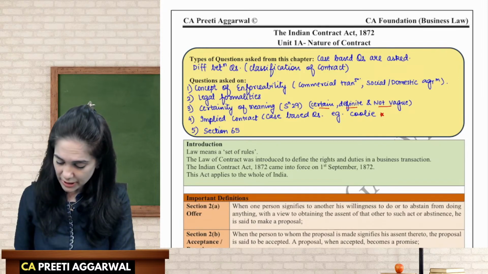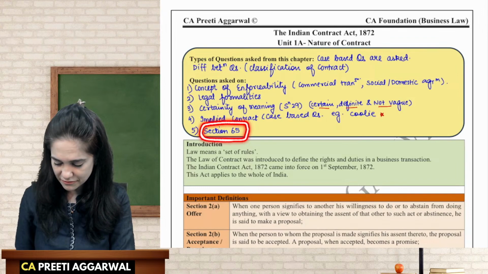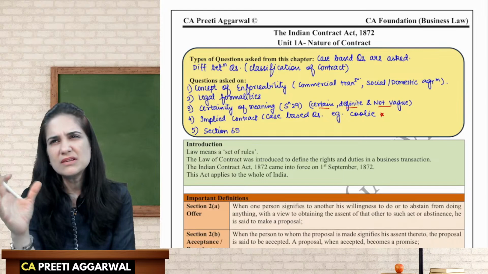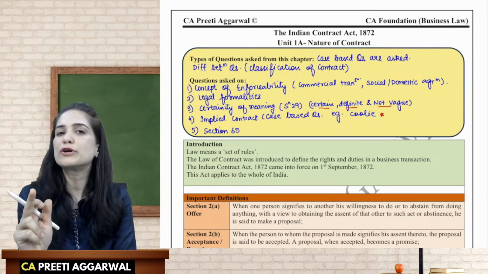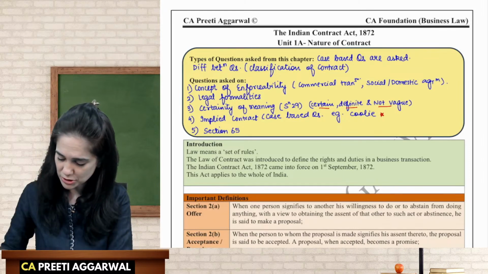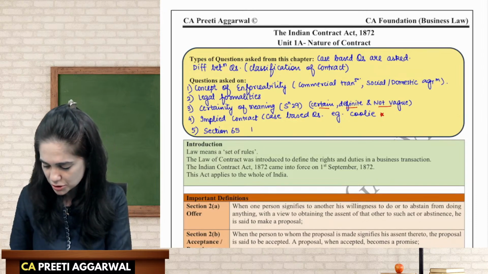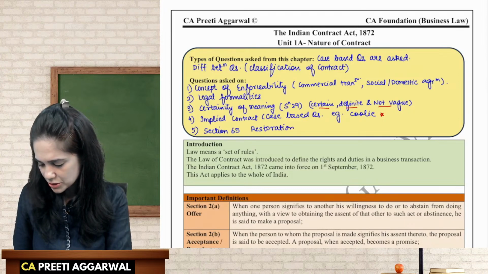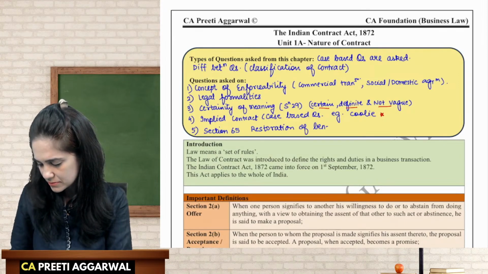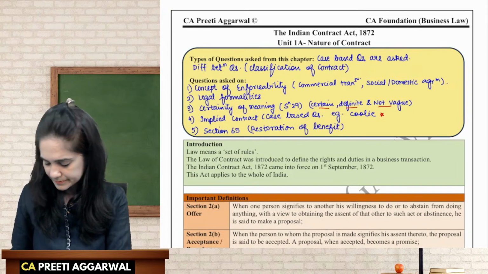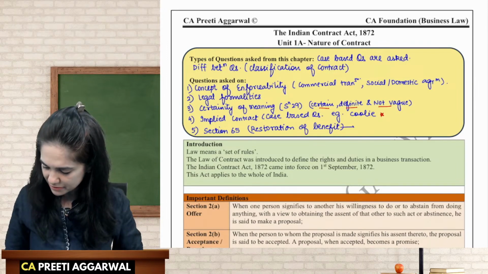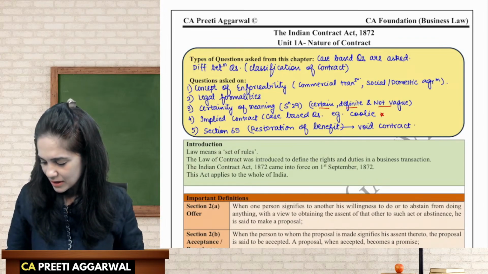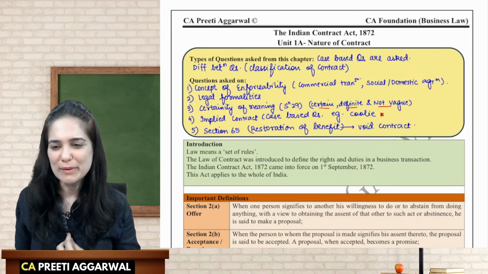Okay, so section 65, you may be expected to write this in some of the answer. So from answer point of view, section 65 is important. Okay, section 65 talks about restoration of benefit. Restoration of benefit. Okay, this restoration of benefit is in case of a void contract. Restoration of benefit in case of voidable contract.